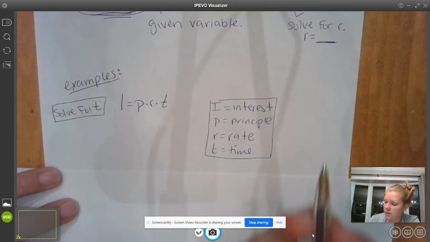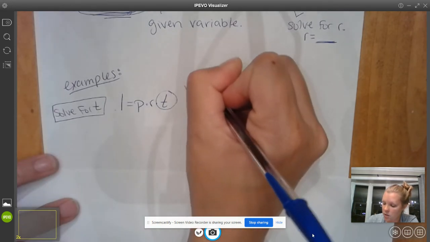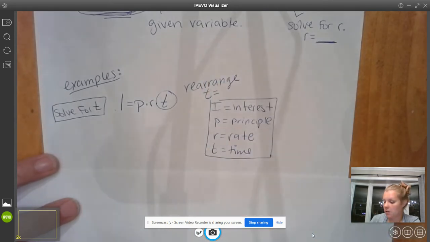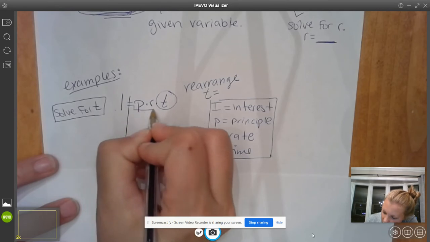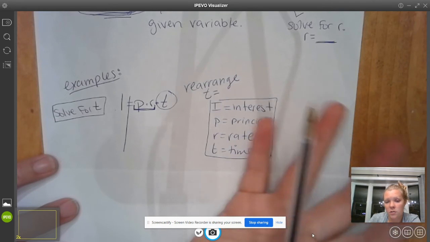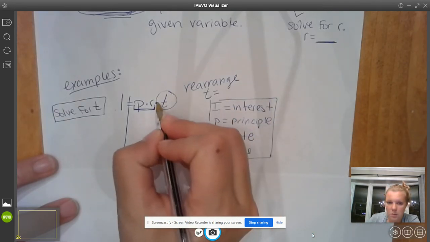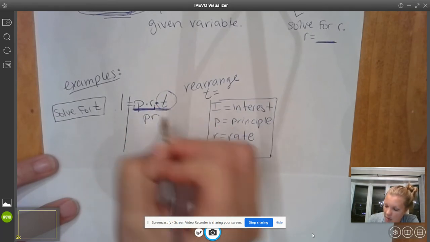And so what we're asked to do is to get the t by itself. We need to rearrange the equation so it says t is equal to something. So again, draw a line through your equal sign, and my goal is to get the t by itself. So we have to think, what are the things with the t? The things that are with the t are a p and an r, and it's being multiplied. We're going to do the same as we've always done, the inverse operations. The opposite of multiply is divide. And so I'm going to divide this whole side by PR.